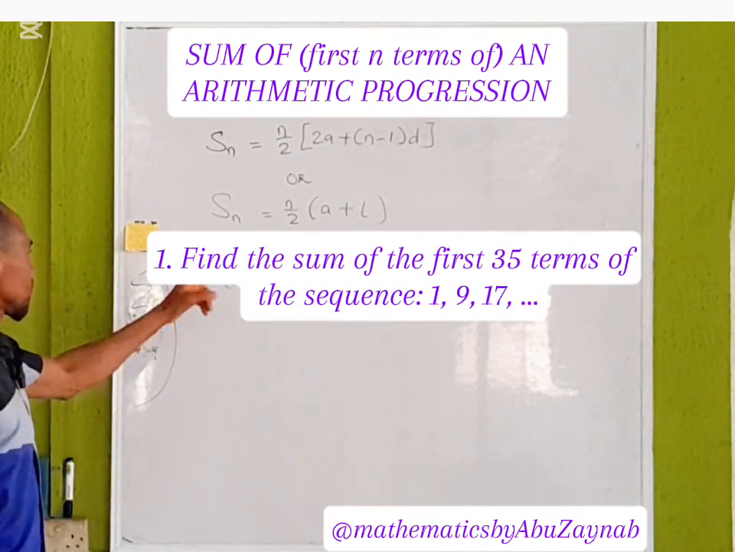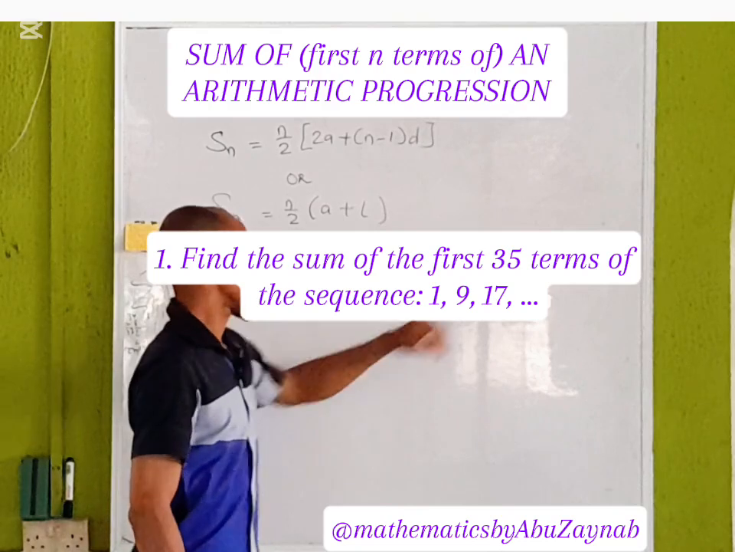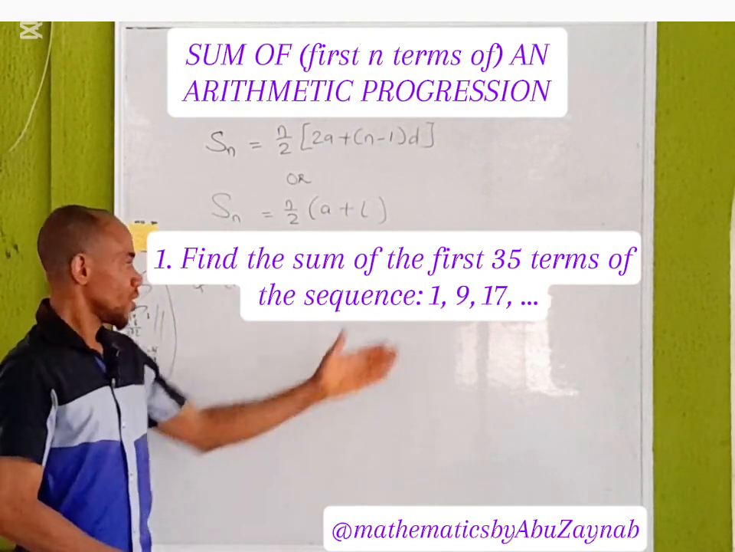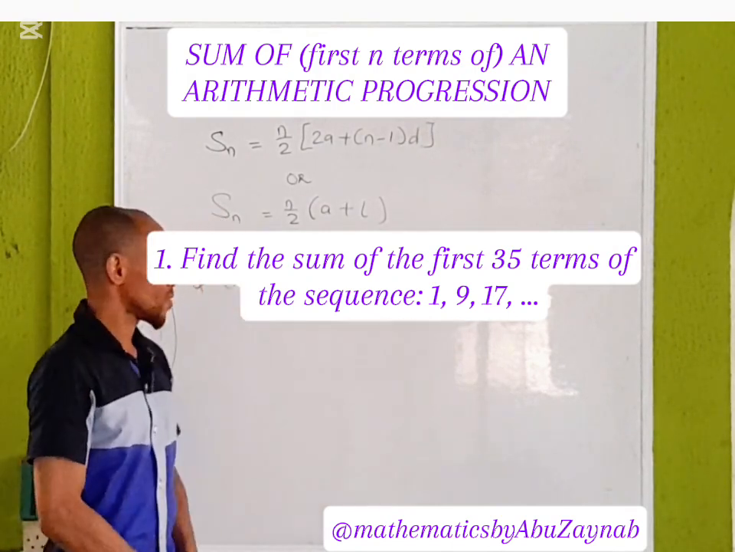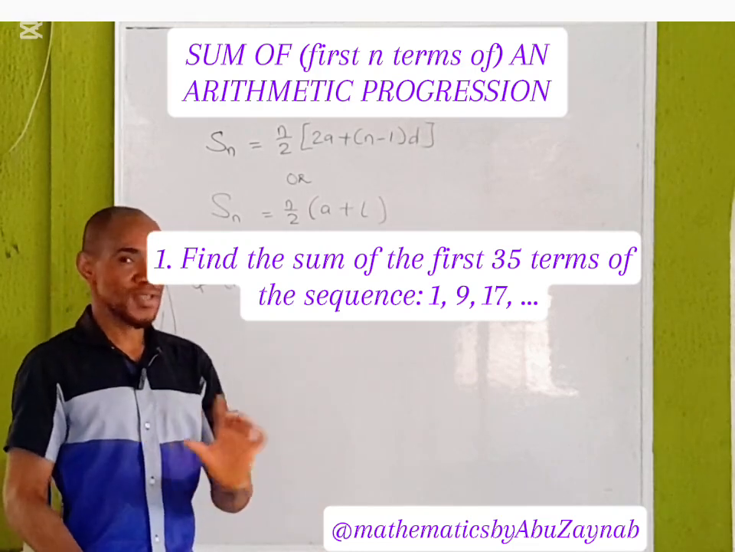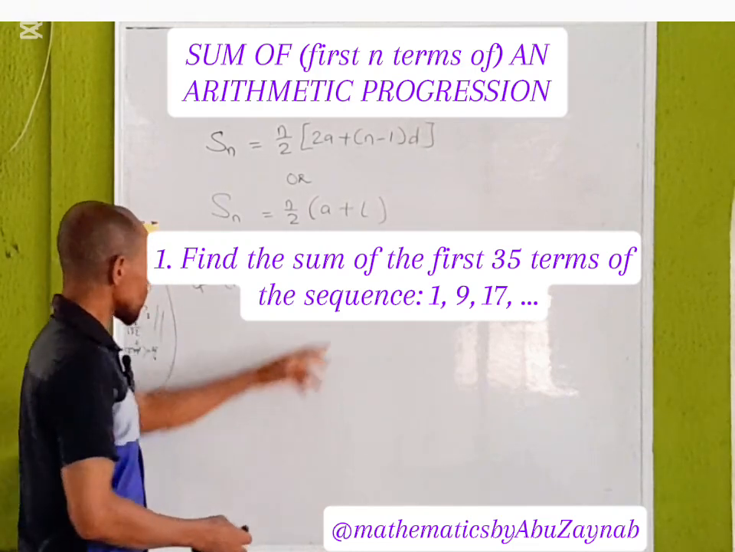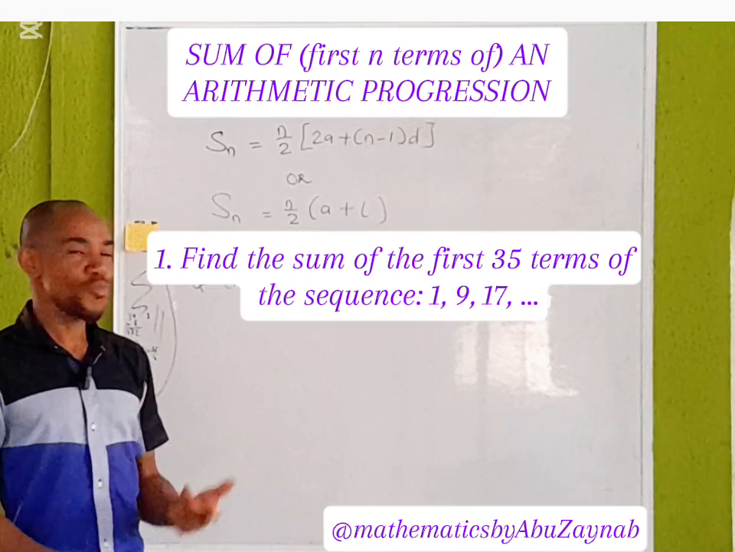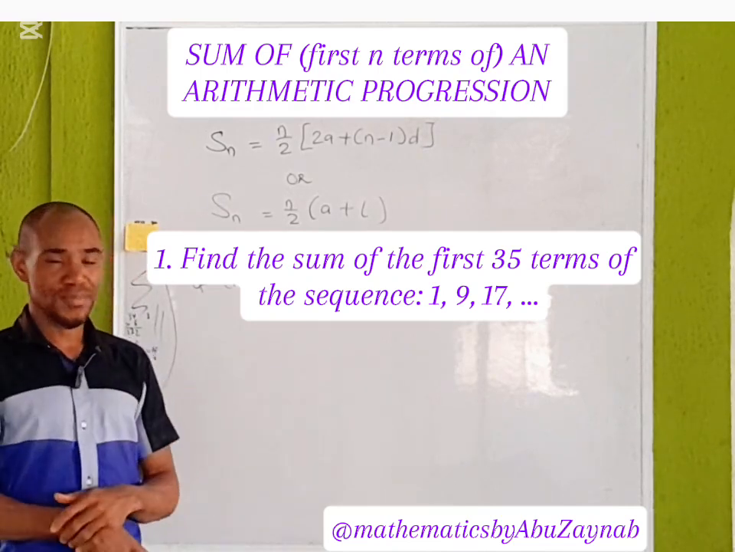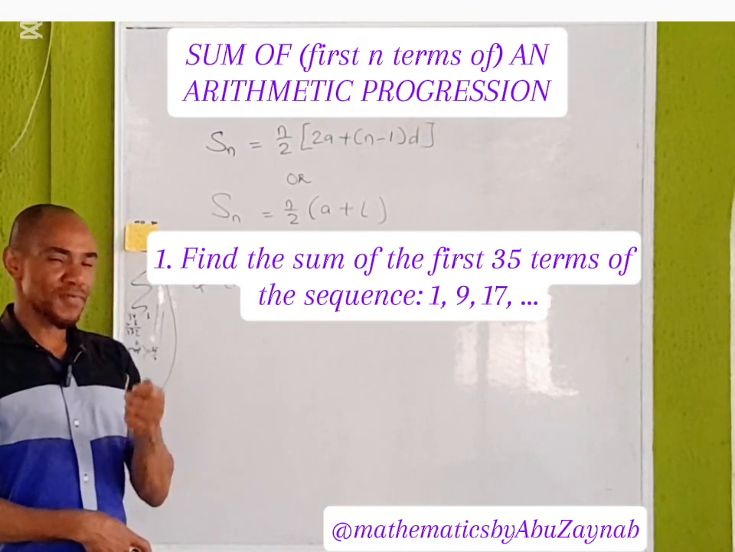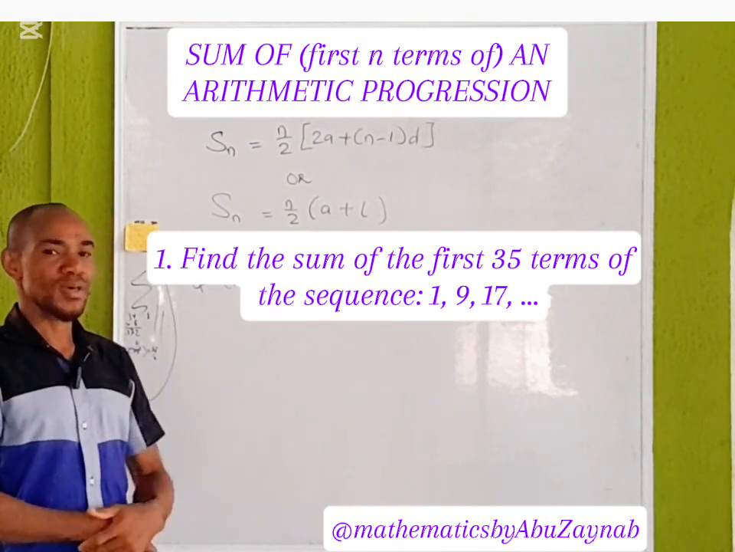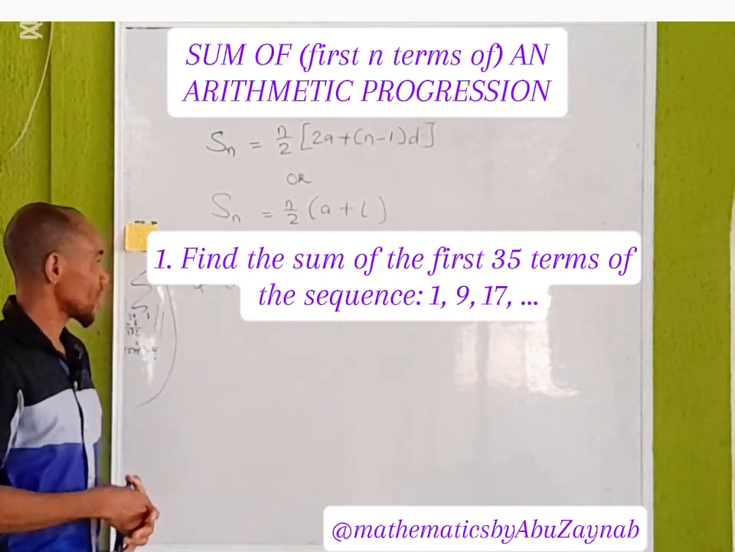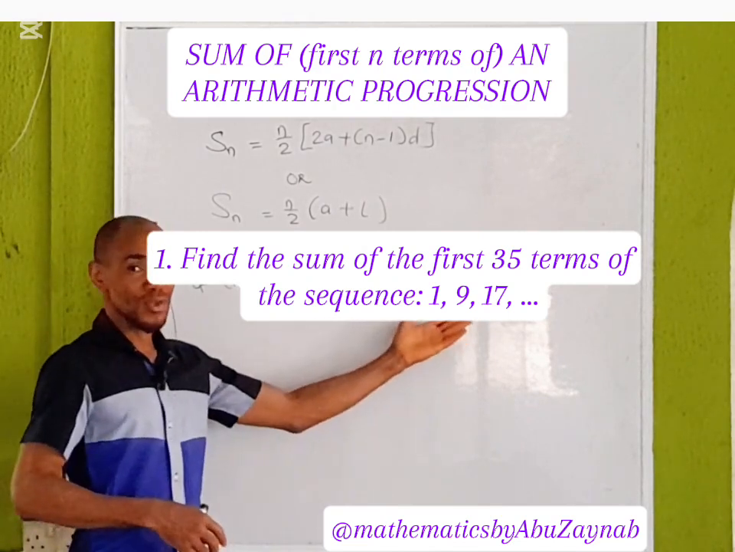Question 1 says, find the sum of the first 35 terms of the sequence 1, 9, 17, and so on and so forth. This shows that 35 is not the entire number of terms, but we are concerned with only the first 35 terms. Then again, I've always been emphasizing in my previous videos that the examiner will not tell you the type of sequence you are dealing with. The onus is on you to identify what type of sequence we are dealing with in question. So, the safe proof test is to always carry out subtraction if you are dealing with an AP.